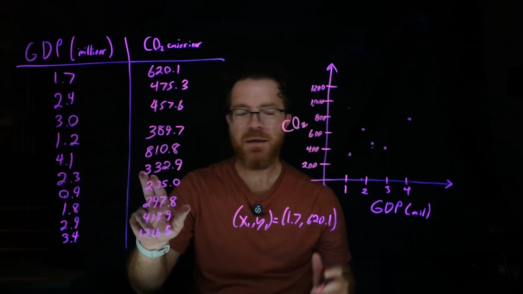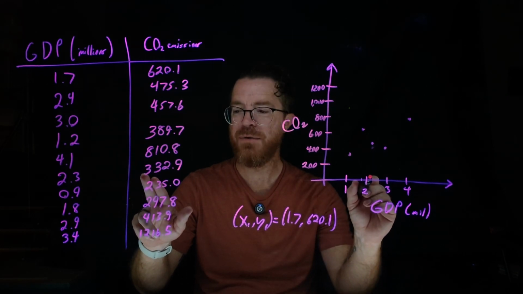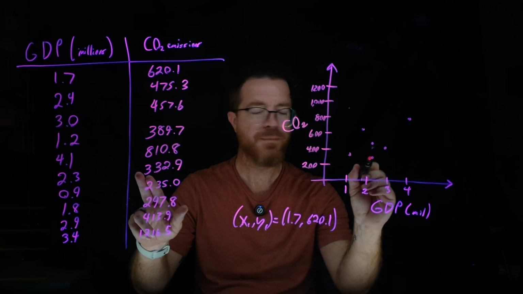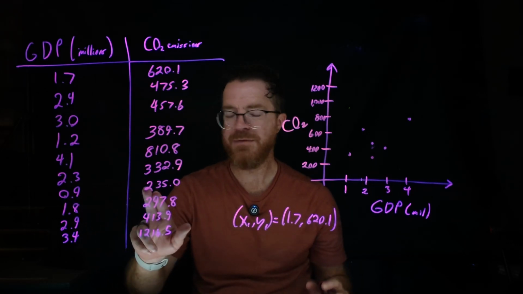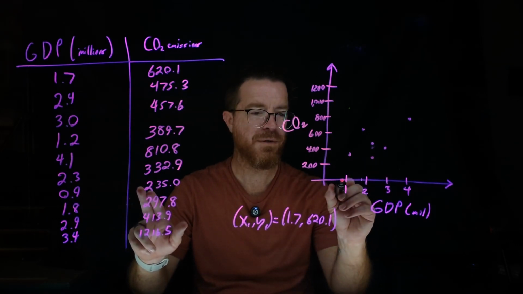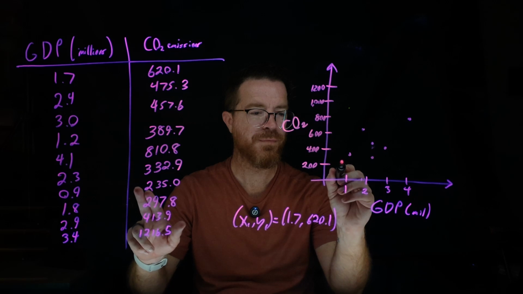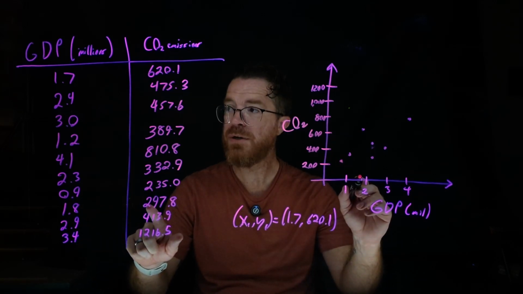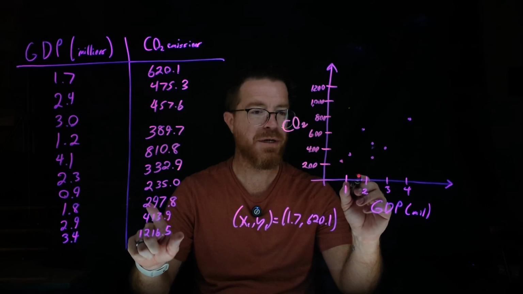We have 2.3 has a value of 332.9. 0.9 has a value of 235. 1.8 has a value of 297.8, so about 298.